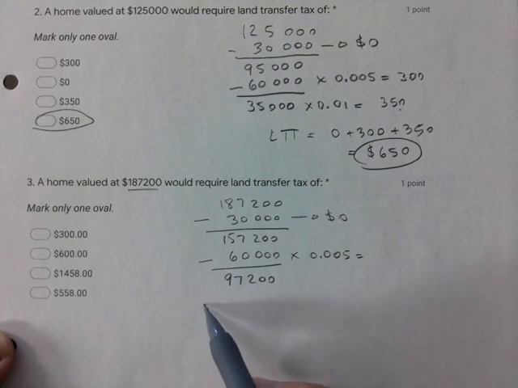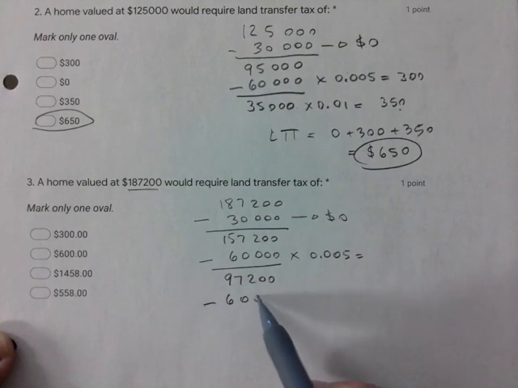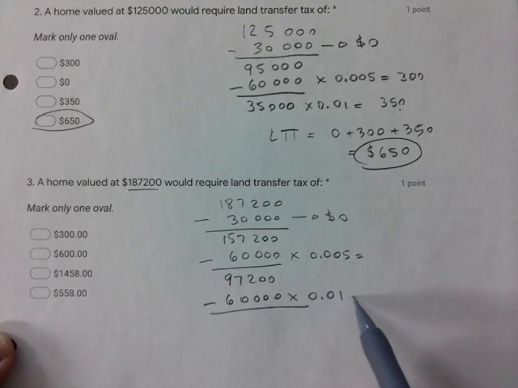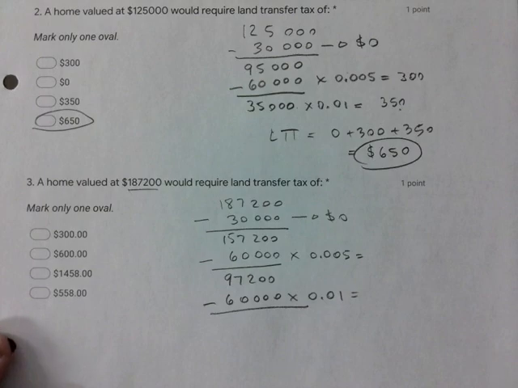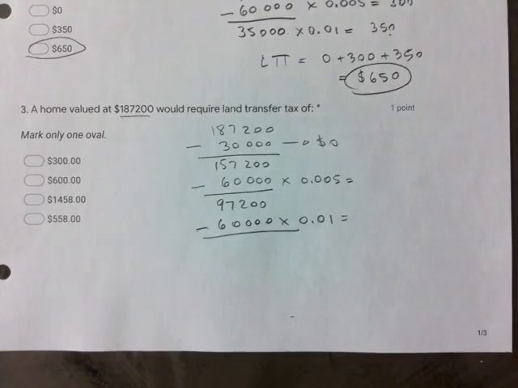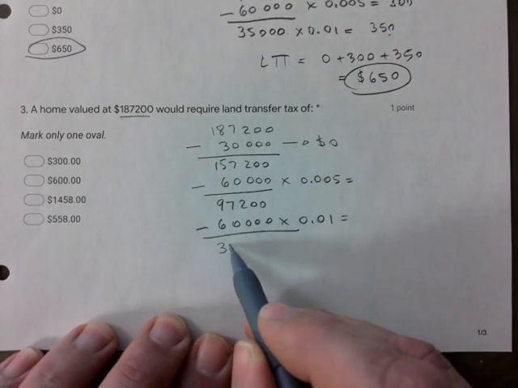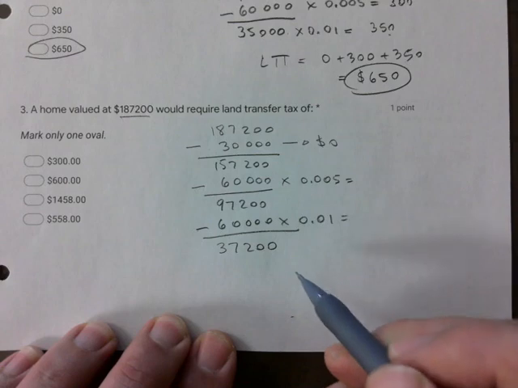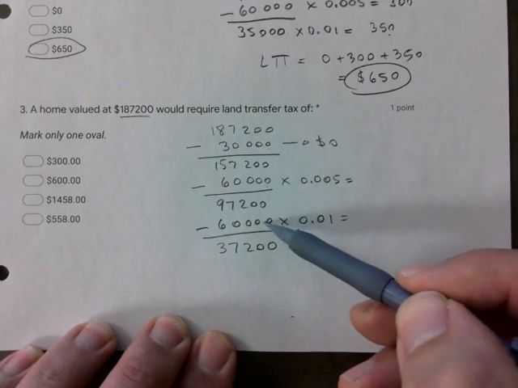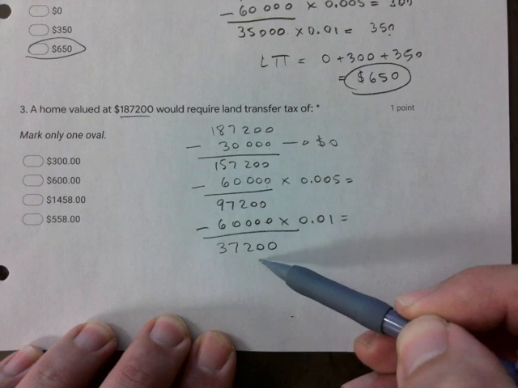Can you subtract the next 60? Yes. This one you pay 1% on. Some of you are going to memorize these numbers, right? So then you're down to 37,200. So we went 30, 60, 60. The next would be 50, correct?